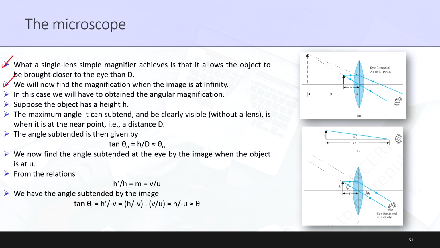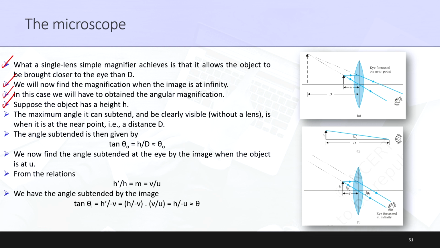In this case we will have to obtain the angular magnification, because actual linear magnification is not possible to obtain in the starting portions. So, suppose the object has a height h. The maximum angle it can subtend and be clearly visible is when it is at the near point, at capital distance D. Quite evident, before that it is not visible. So, it can be visible at the constant distance capital D here.